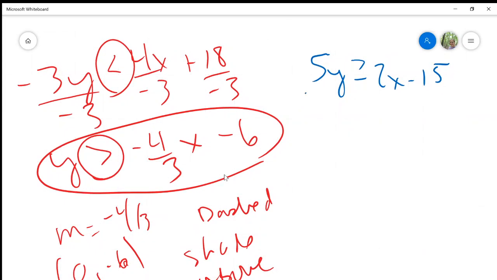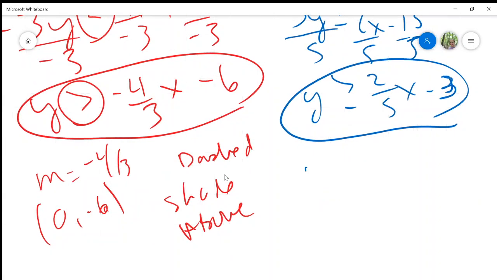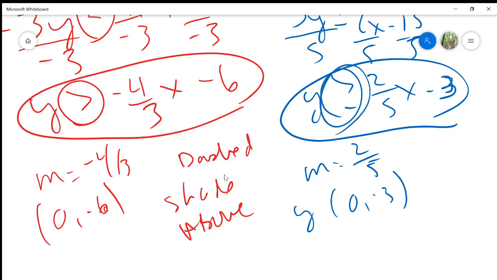Same idea here. The y rather is already by itself, so I will divide every single piece by the number 5. That will leave me with y is greater than or equal to 2/5 x minus 3. And so here's my slope-intercept form, and in this instance, my slope is 2/5. My intercept as a point is 0, negative 3. Based on this inequality symbol, because it's what we call a double inequality symbol, this will be a solid line. And since it says y is greater than or equal to, once again, I'm going to shade above.